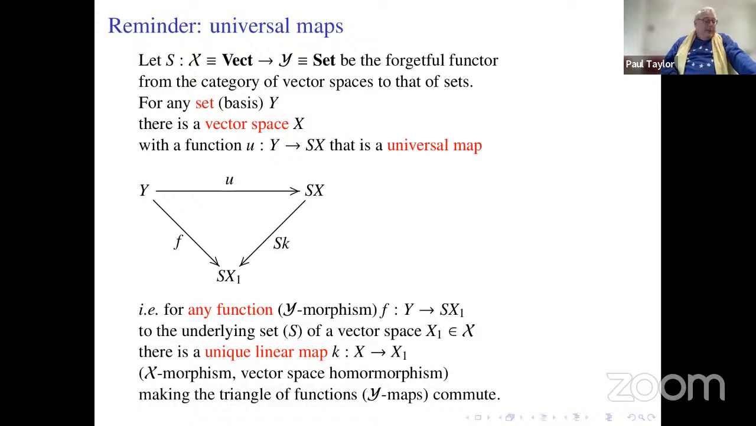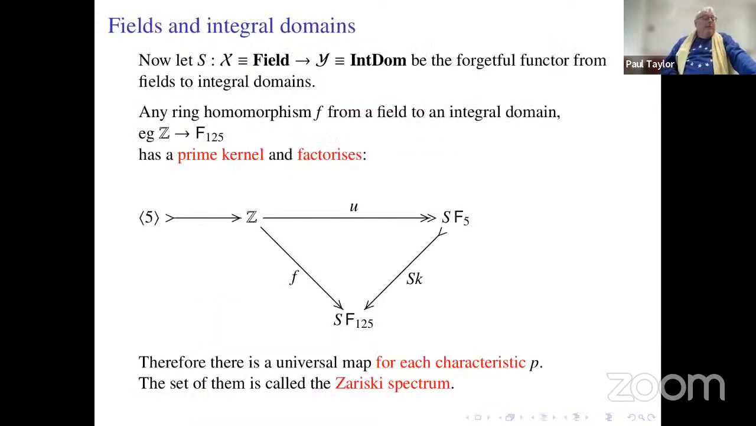Right, so we're going to generalize this. What about the connection between integral domains and fields? If we have a ring homomorphism from the integers into the field with 125 elements, then it has a kernel, which is necessarily the ideal generated by 5, and that has a quotient, which is the prime field with 5 elements. But we have one of these things for every possible prime characteristic, and also 0. And the collection of these things is called the Zariski spectrum.